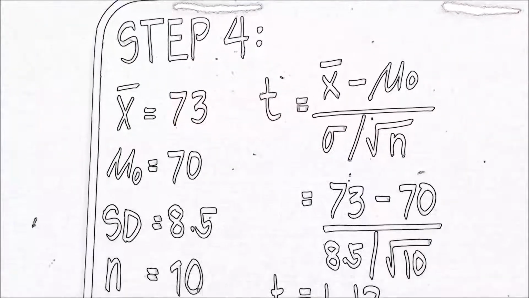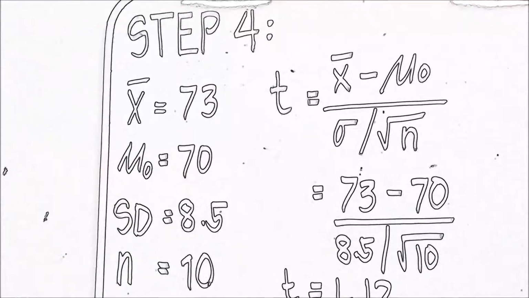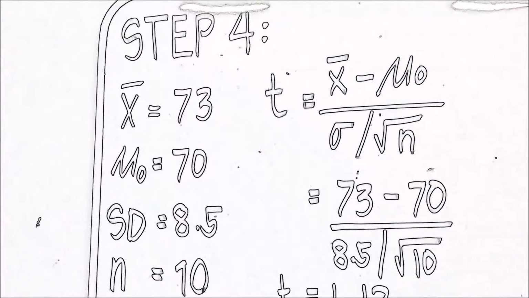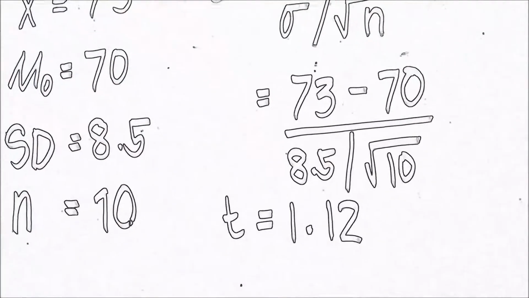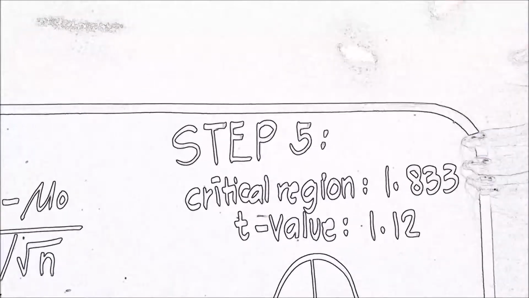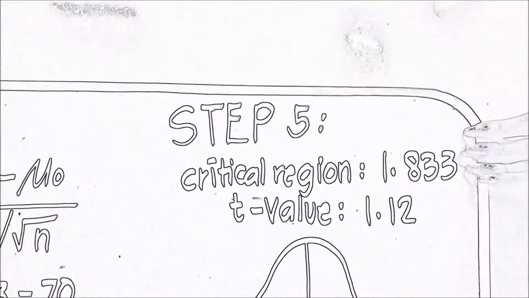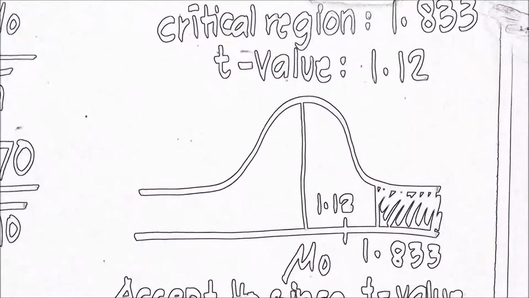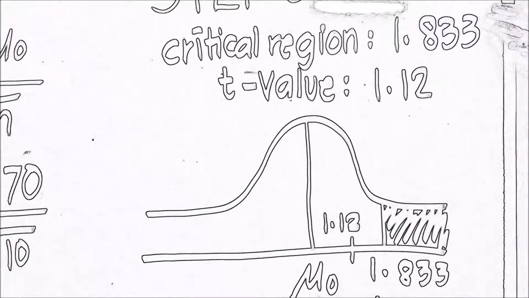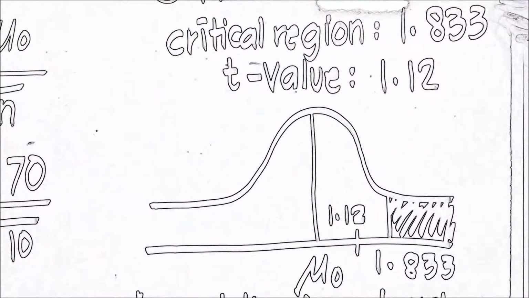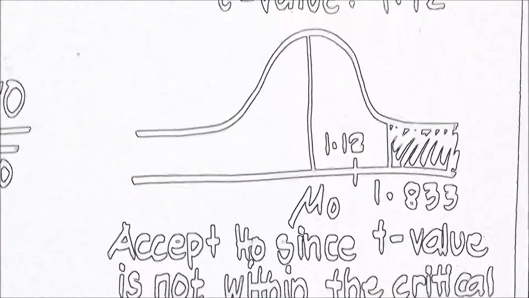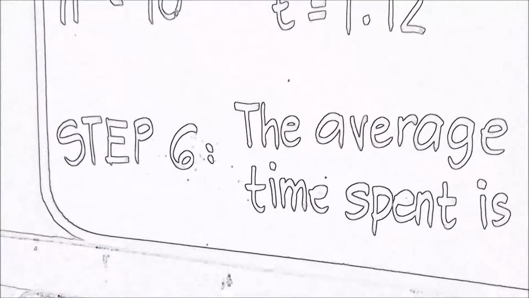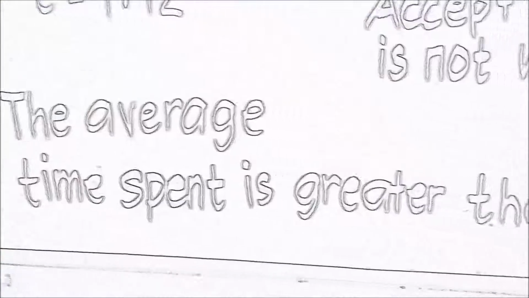In step 4, to compute for the t-value, we have to use our problem's given data. Use the formula and substitute what's in the data to the formula to get the answer of t equals 1.12. In step 5, we have to use our step 3's critical region of 1.833 and our step 4's t-value of 1.12. Create a curve that is one-sided, which is shaded on the right side because our HA is greater than, and accept our HO since our t-value is not within the critical region, which brings us to our conclusion in step 6 that the average time spent is greater than 70 minutes.